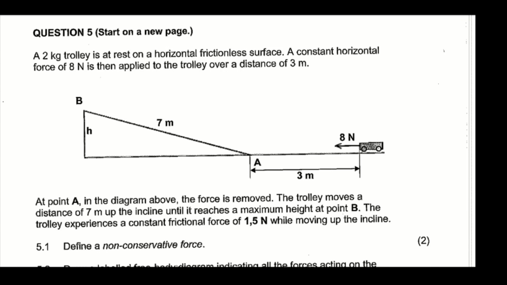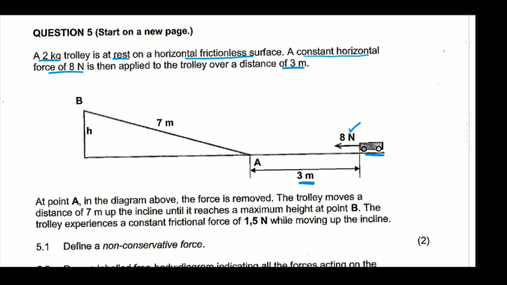It's beyond my control. Now we're going to do question 5, in which we have a 2-kilogram trolley at rest on a horizontal frictionless surface, and a constant horizontal force of 8 newtons is then applied to the trolley over a distance of 3 meters. So this is the trolley that we're talking about. It has a force of 8 newtons applied across the 3-meter distance, right?